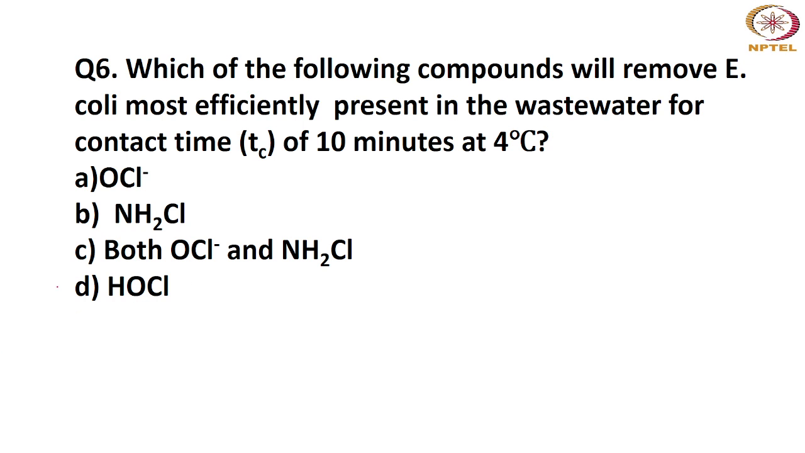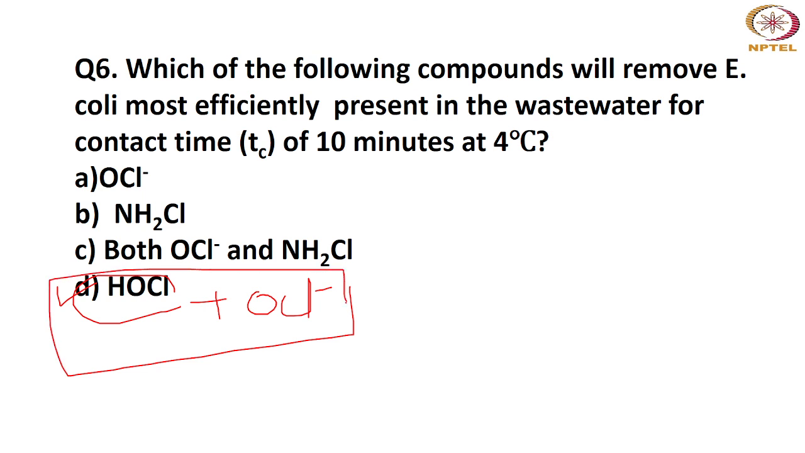So the correct answer is D, HOCl, because this is the most effective one among OCl minus or amine chlorine. First of all, HOCl and OCl minus, hypochlorous acid and hypochlorite ion, are called free chlorine. So OCl minus is not that effective, first of all. And if you compare between these two, then HOCl is the most effective one. So irrespective of the temperature or the time, this one is the most effective.